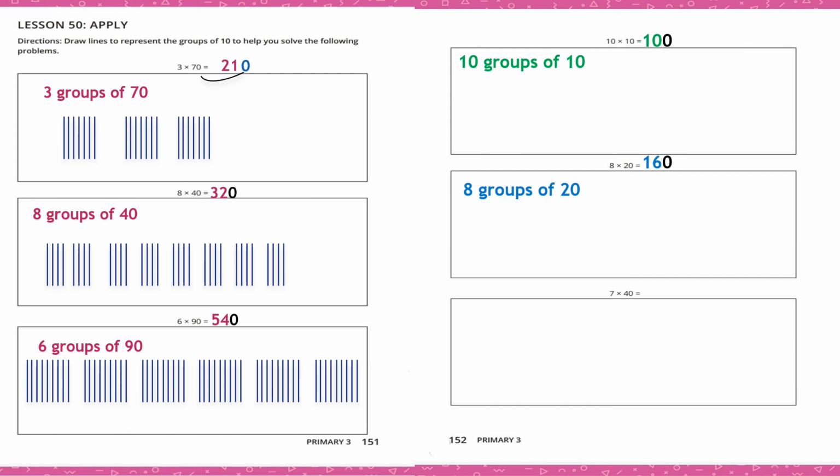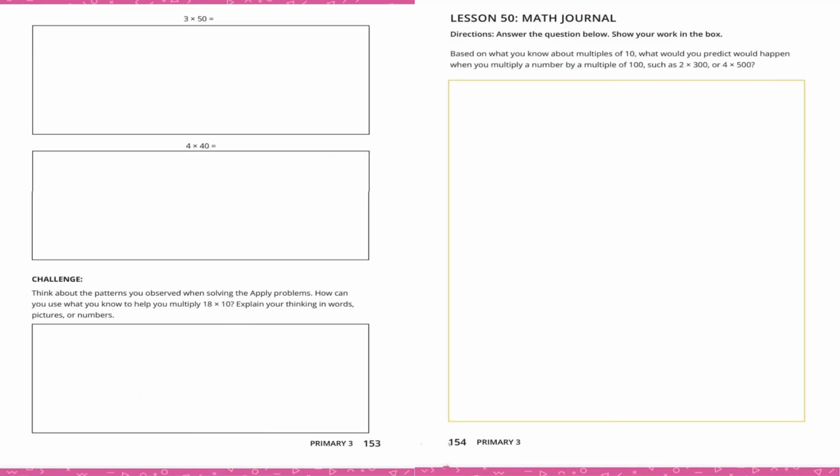The last one, 7 times 40. It means 7 groups of 40. I can take 0 out. 0 in ones, and 4 times 7, 28. So the total will be 280. 3 times 50. I can take 0 out, and 3 times 5, 15. So the total will be 150. It also means 3 groups of 50. Okay. Here, 4 times 40. It means 4 groups of 40. And I can take 0 out in ones. And 4 times 4, 16.